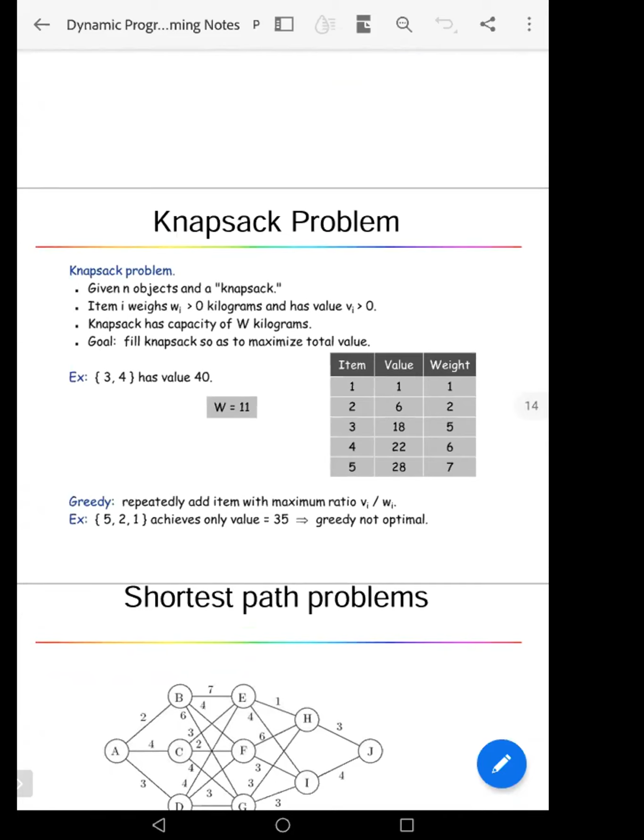It is basically a maximization problem. You have to find the maximum value or maximum profit. There are two types of knapsack problem. One is called the 0-1 knapsack problem, that is called the binary knapsack problem, and another is the fractional knapsack problem. In the 0-1 knapsack problem, either we select the item or we reject the item.